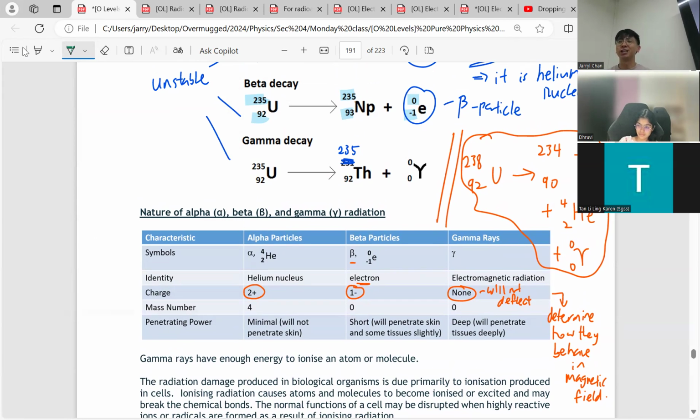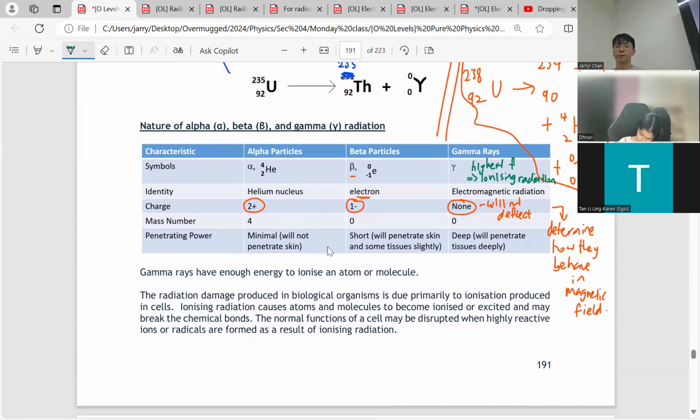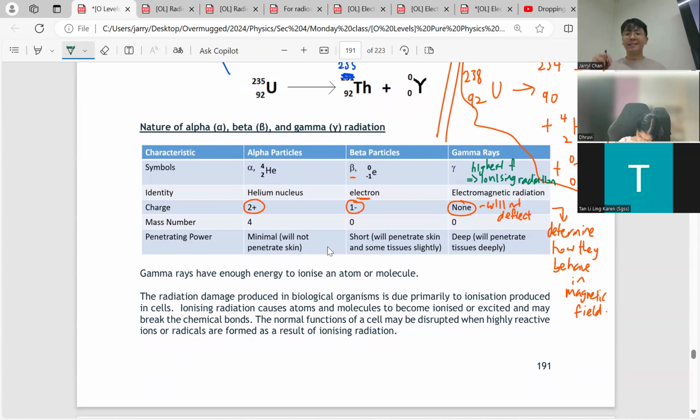The electromagnetic spectrum, right? All the way until gamma rays, it is the highest frequency. Gamma rays have super high frequency inside electromagnetic radiation. In the EM waves, gamma rays have the highest frequency. That's why we can call it an ionizing radiation.